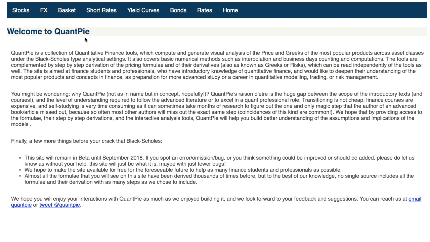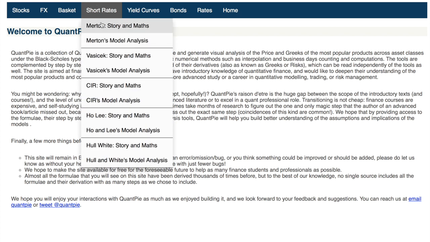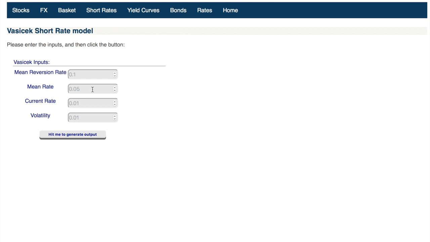As the Merton, Vasicek, and CIR tools produce similar analysis, we use the Vasicek model to demonstrate all these tools. Let's assume that the current value of the instantaneous short rate is 1%, its long-run mean is 5%, its mean reversion speed is 0.1, and it has a volatility of 1%.